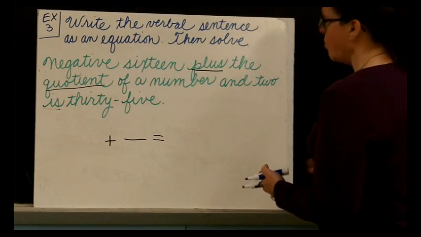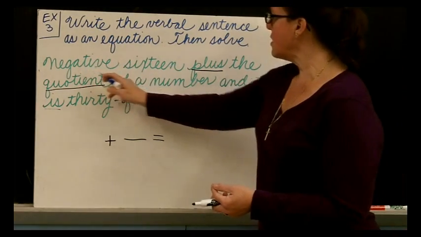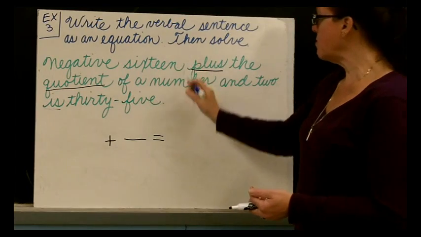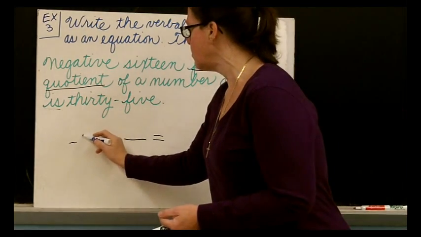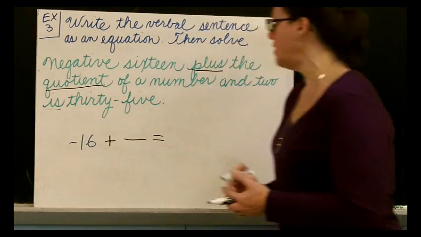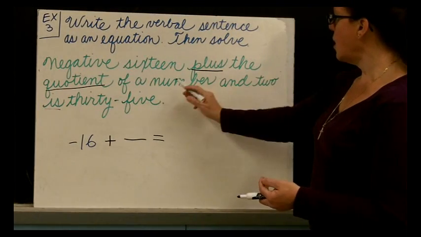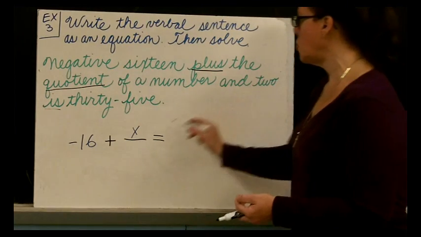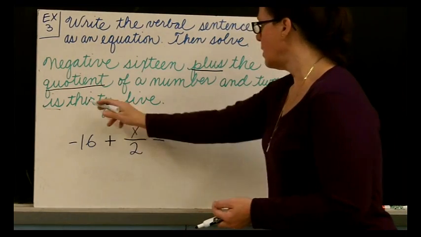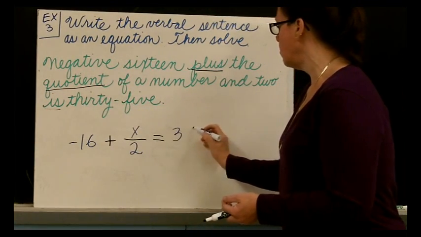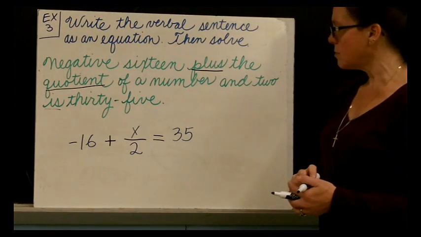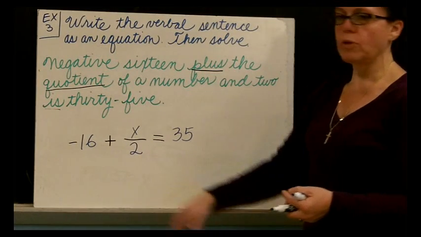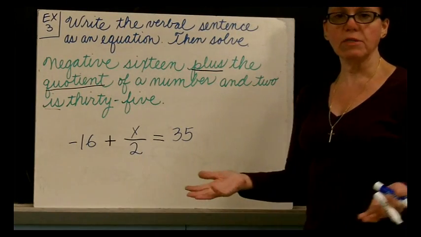Now we'll fill in the missing parts. Negative 16 plus the quotient of. Negative 16 plus, that means the negative 16 comes over here at the beginning. The quotient of a number, we'll call it x, and 2 is 35. Now we have moved from a verbal model into an equation, and now we have to solve it.